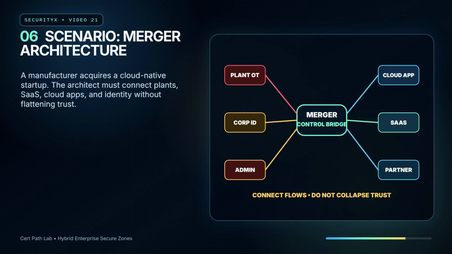Scenario: a manufacturer acquires a cloud-native startup. The business wants factory systems, corporate users, SaaS analytics, and the startup's cloud applications connected quickly. A senior architect should not flatten the networks. They should define zones for plant operations, corporate identity, cloud workloads, data analytics, administration, and partner access, then allow only the flows the business can justify.